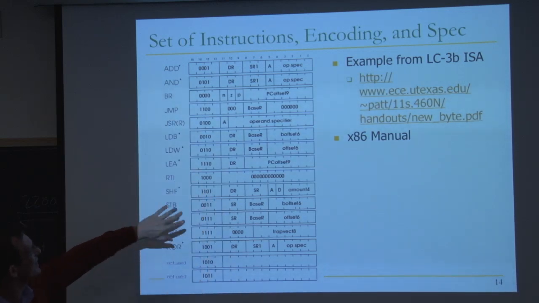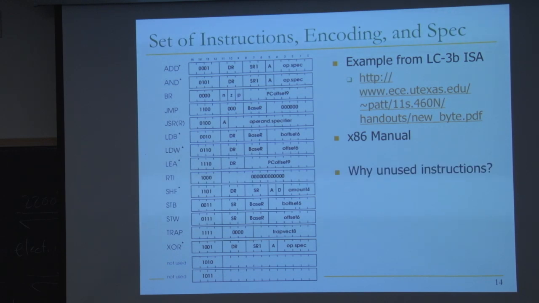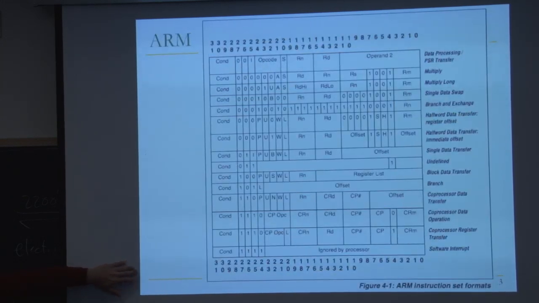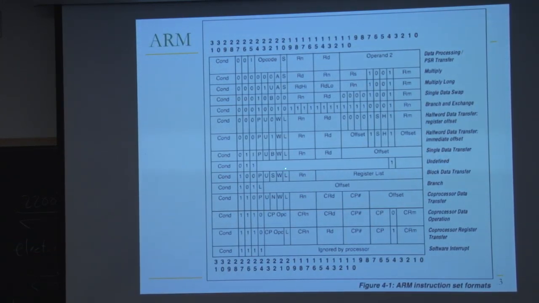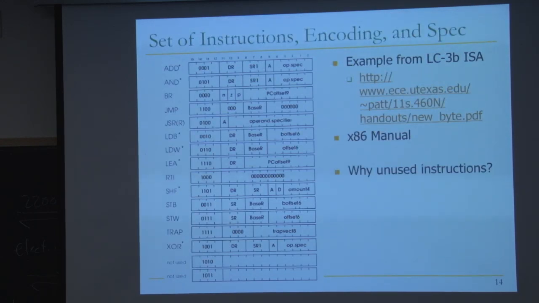So there are a couple of things I'd like to point out to begin with. There are many choices that are made when you're designing an ISA, but one of the important choices is having these not used instructions. LC3B has it. ARM actually has it. If you look at this, undefined. There's an undefined opcode, if you will, right? Why do you have those?